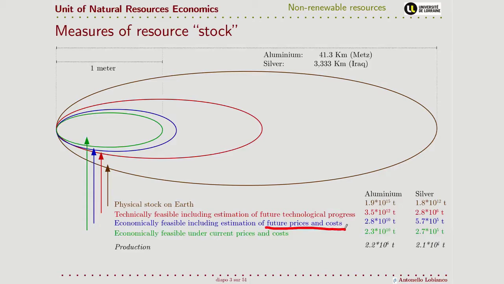And we can see that there are some resources, I take here the example of aluminium and silver, where the current production level is approaching very quickly the amount of what is economically feasible to extract. Yet the amount of the resource that is on Earth is much, much higher.